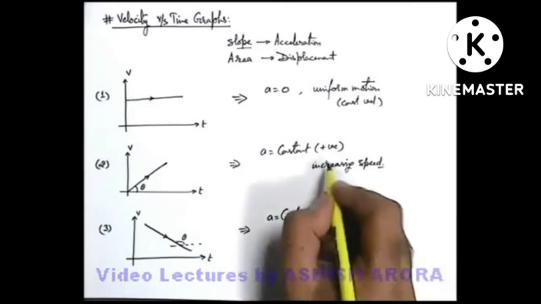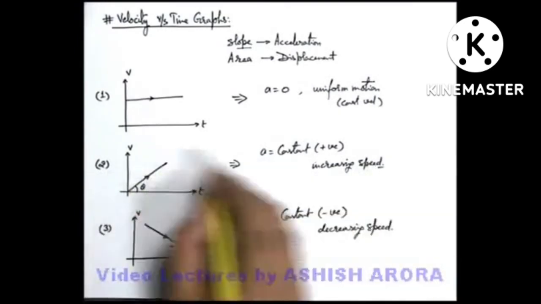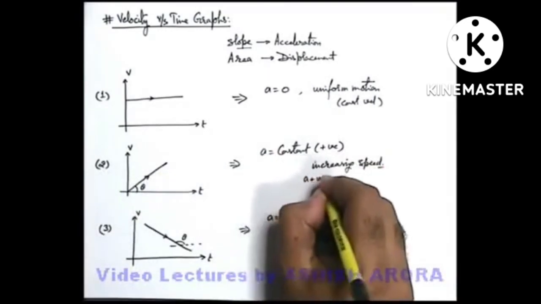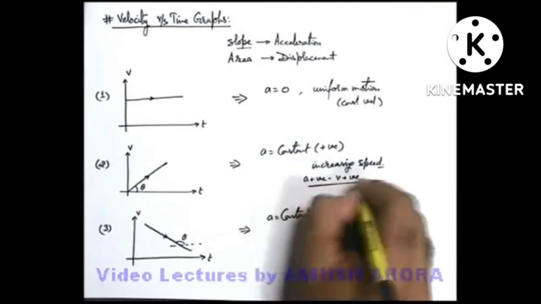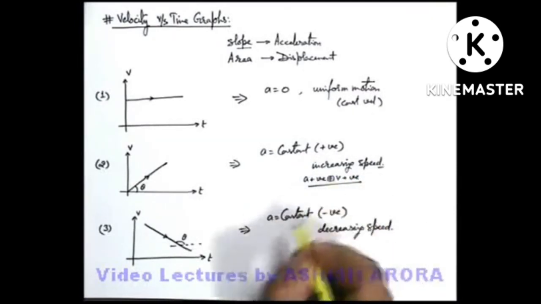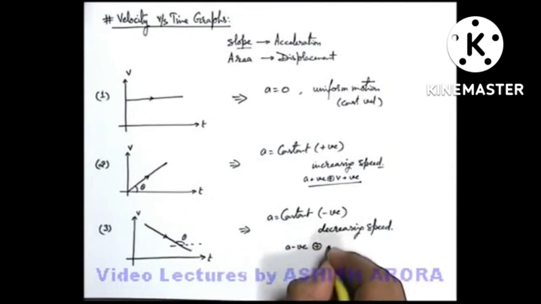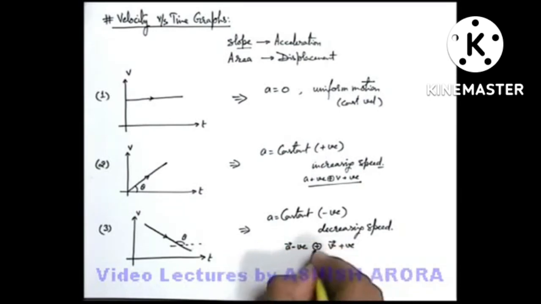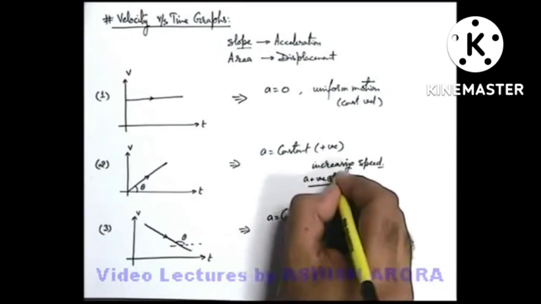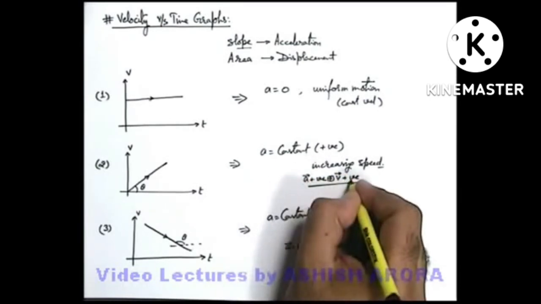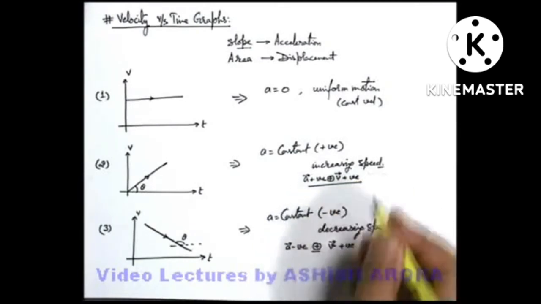So we can also state that here velocity is positive and acceleration is positive as well, that means the speed is increasing. Similarly, in this case you can see acceleration is negative, but velocity is positive. As acceleration is in the direction opposite to velocity, that means the speed must be decreasing. Here acceleration is in the direction of velocity, so that means the speed is increasing.